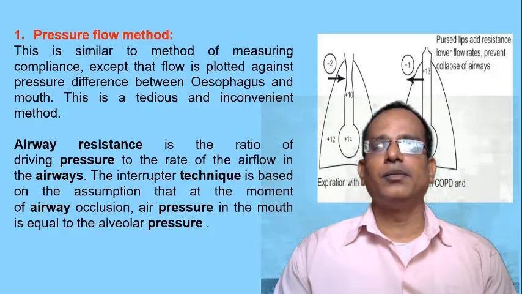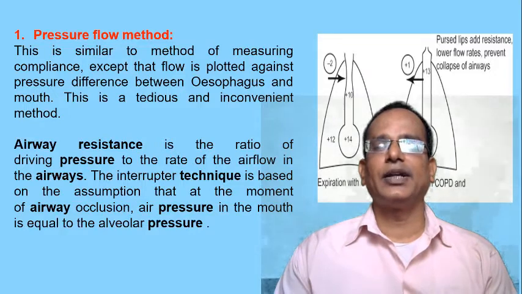At a moment of air occlusion, occlusion means a blocking. Any air block means the flow rate will be reduced, and the resistance will be very high. So this is one kind of assumption we are making. When the flow rate is high, it means air resistance is less. So that is called the assumption method. Here, with the help of that, we are measuring the airway resistance.